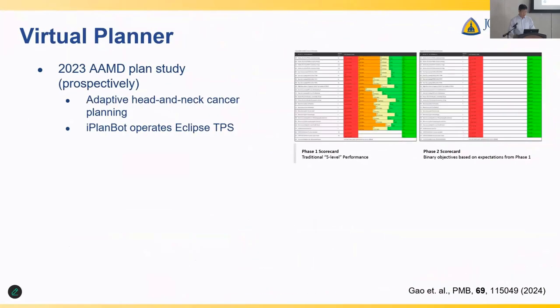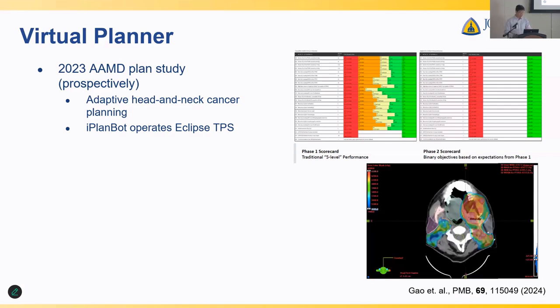Then in 2023, we secretly participated in this planner challenge, competing against all the human dosimetrists. This is a much more complicated case of head and neck cancer planning, so there are more organs. And it's not standard treatment planning, because it's actually adaptive treatment planning. It competes for who is the best planner, who can achieve the plan the fastest while still meeting all the planning requirements.